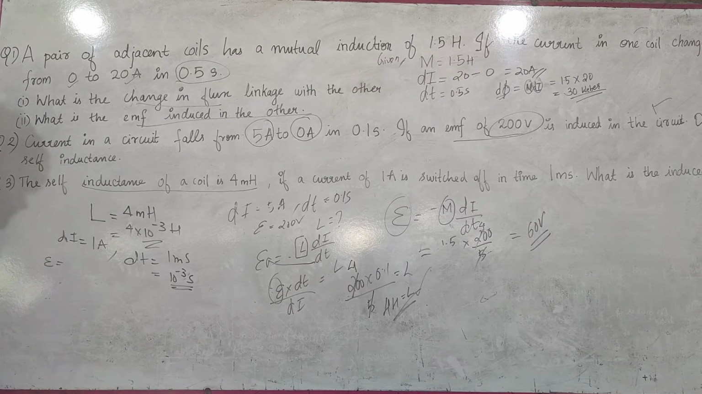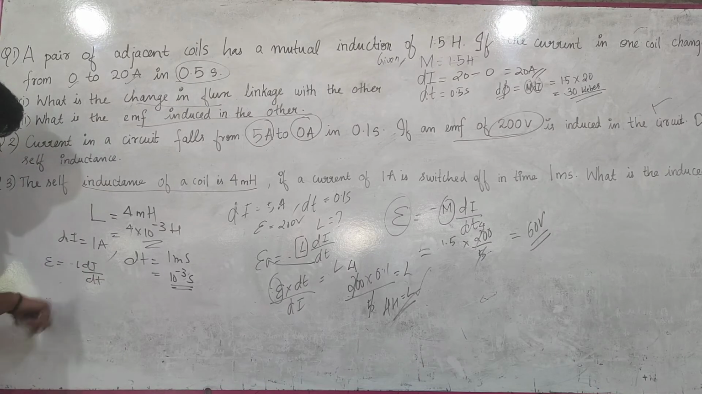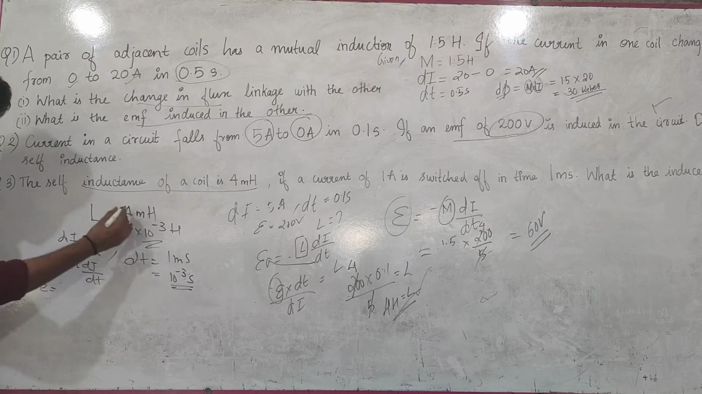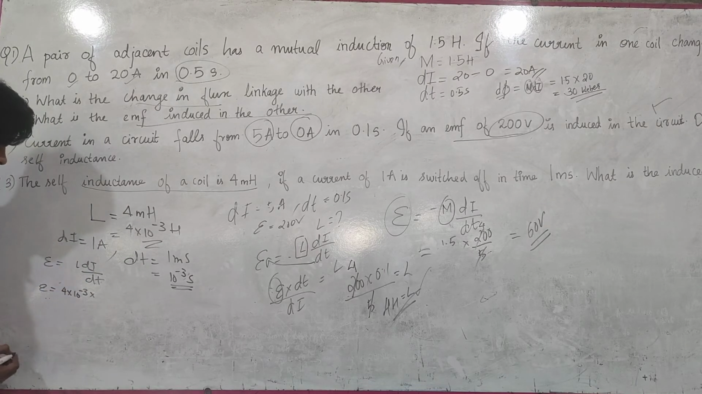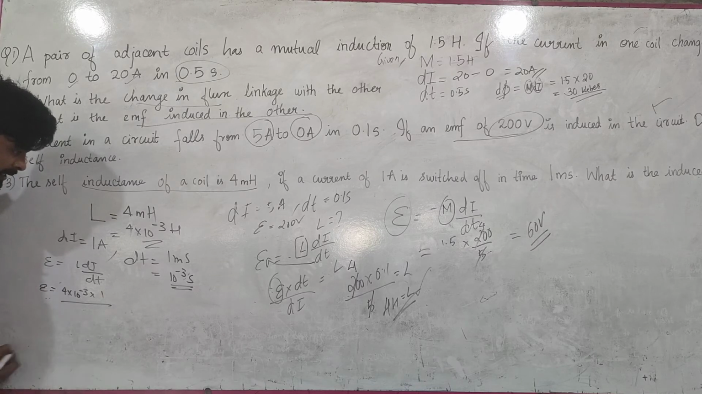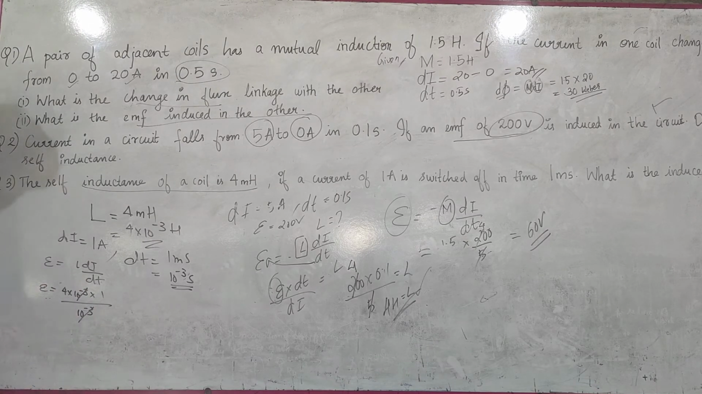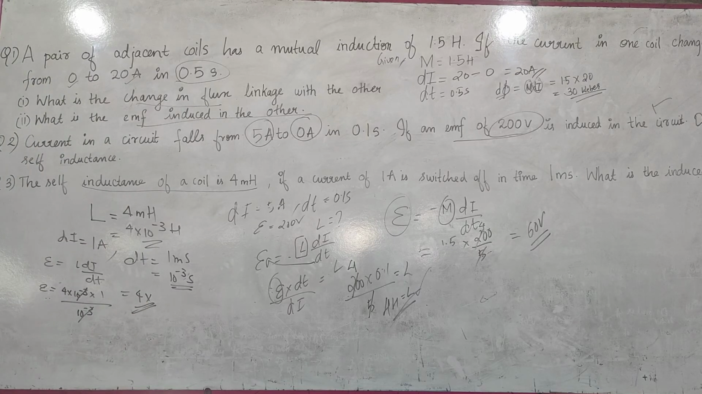This is self-induction, right? So E is minus L di by dt. Minus you don't have to look because you have to find the magnitude of EMF. So E is equal to L, which is 4 into 10 to the power minus 3, into di, which is 1, by dt, which is 10 to the power minus 3, right? 10 to the power minus 3 and 10 to the power minus 3 get cancelled. You will get the answer 4 volt. 4 volt is the induced EMF in the coil. Is it clear?